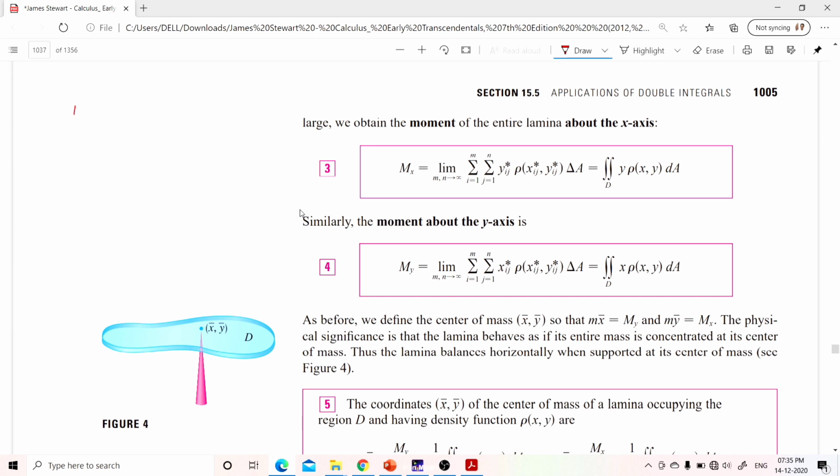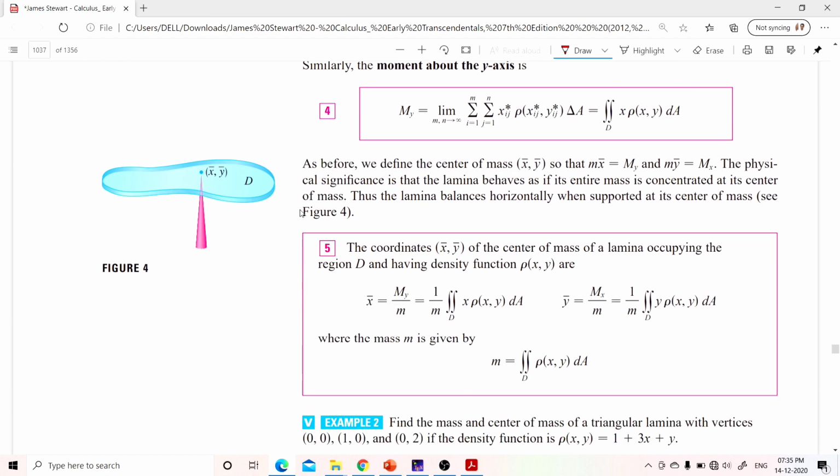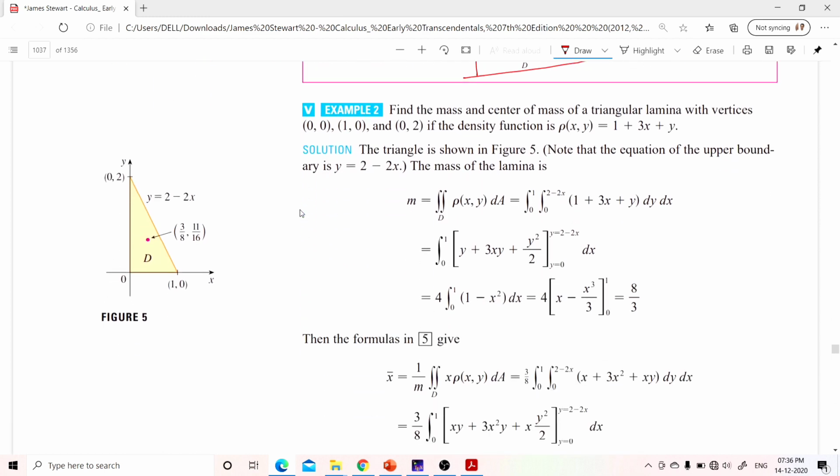Moments are generally denoted Mx and My. These give the coordinates for the moment. Similarly, you can calculate for the mass as well. The coordinates x bar and y bar are the moment divided by the mass. You know that to calculate mass, you take the double integral of the density over the given region. So you just do those calculations.